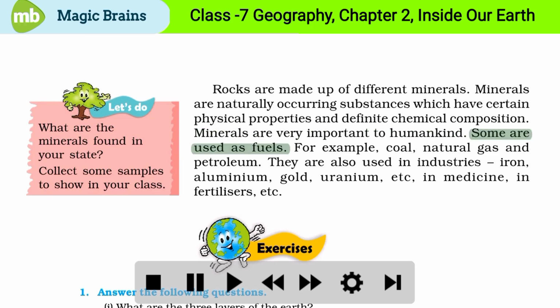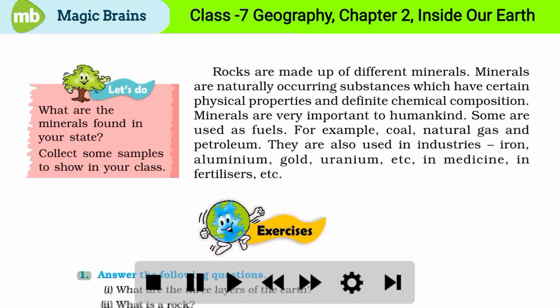Some are used as fuels. For example, coal, natural gas, and petroleum. They are also used in industries: iron, aluminium, gold, uranium, etc., in medicine, in fertilizers, etc. Let's do. There's a small figure to the left side of the top of the page suggesting an activity titled Let's Do. What are the minerals found in your state? Collect some samples to show in your class.